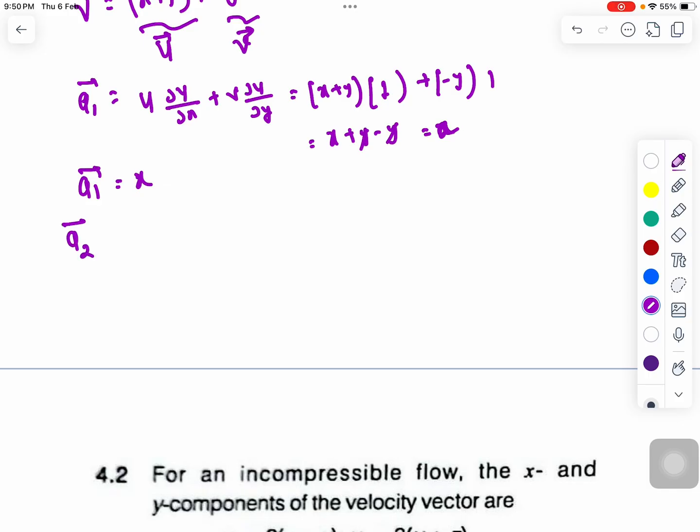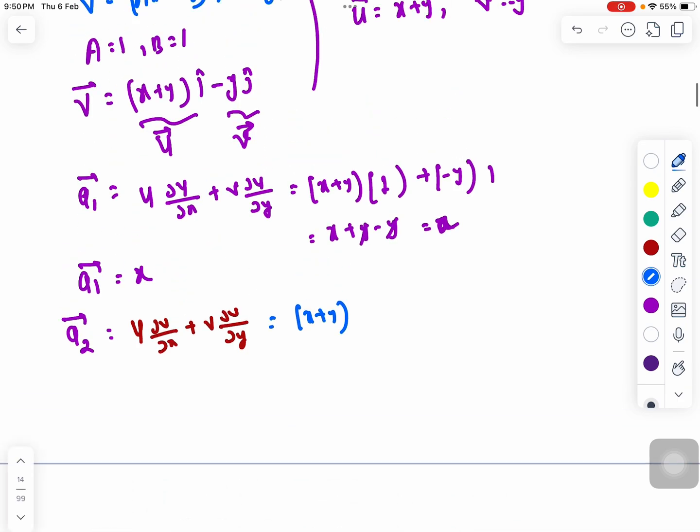Now a2, the acceleration along the y direction, you can write as u del v by del x plus v del v by del y. This is the convective acceleration. So you know u is x plus y, and del v by del x is 0, plus v is minus y, and del v by del y is minus 1. So that equals y.